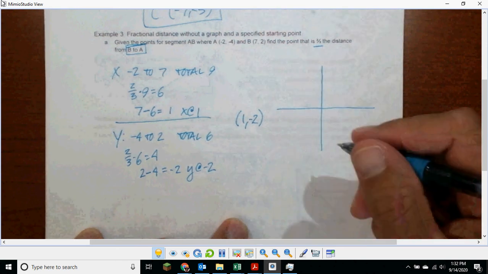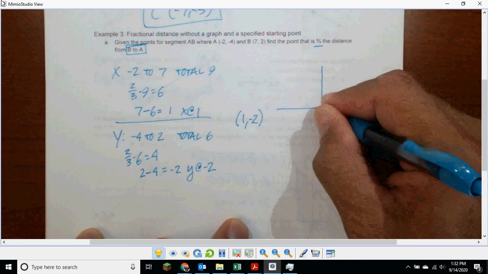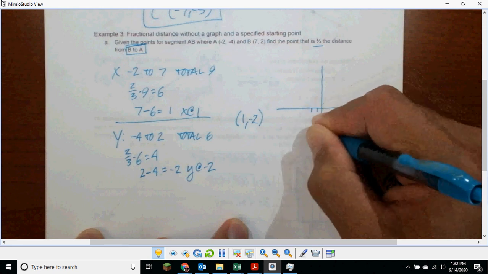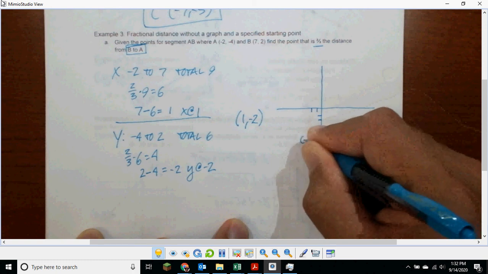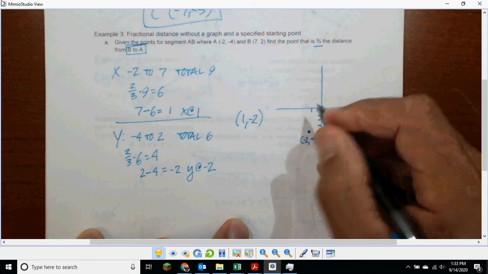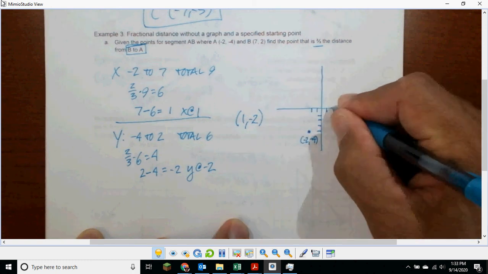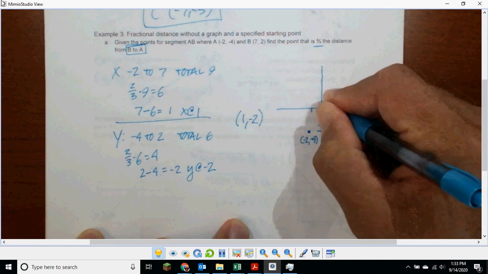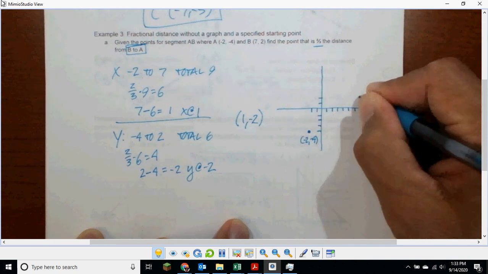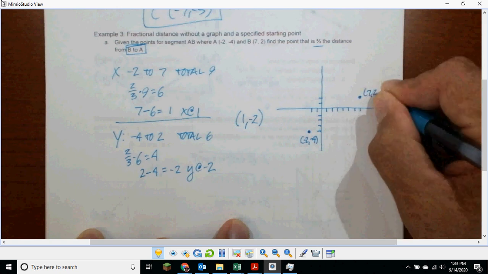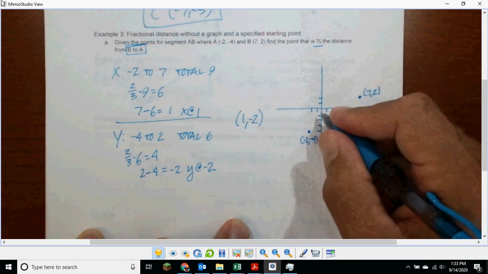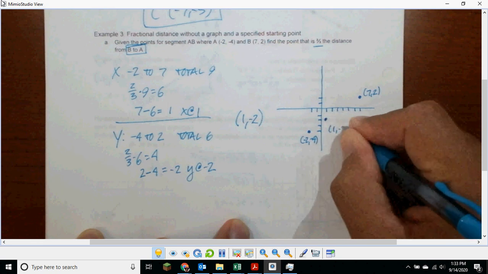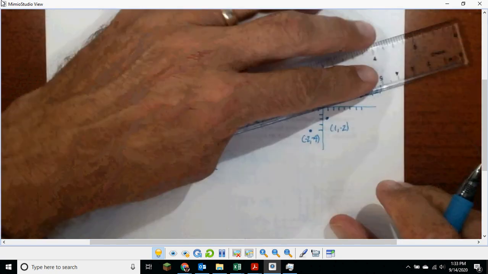So let's see, I start with A at -2, -4. So right around in there. And then B is at 7, 2. So 1, 2, 3, 4, 5, 6, 7. 1, 2. So B is at 7, 2. And the point that I'm suggesting is 1, -2, which is right there. And let's see if those all line up.